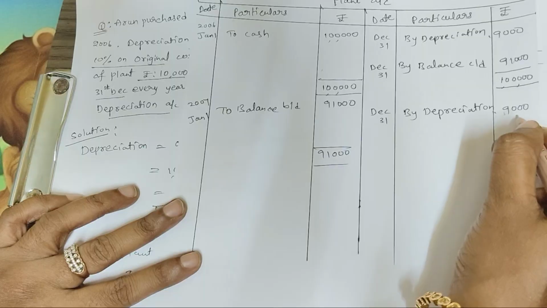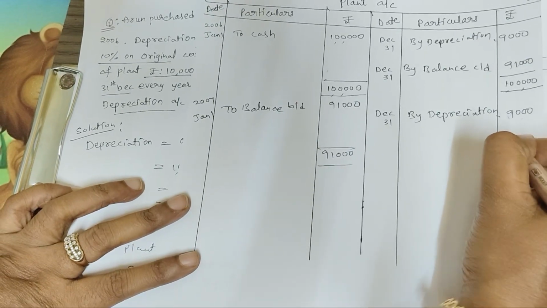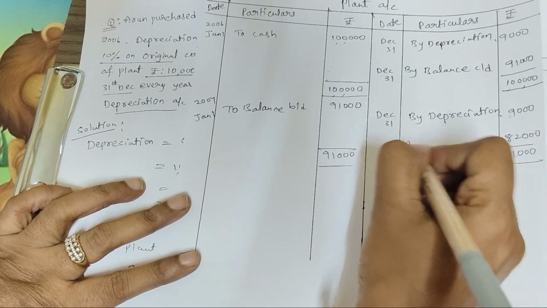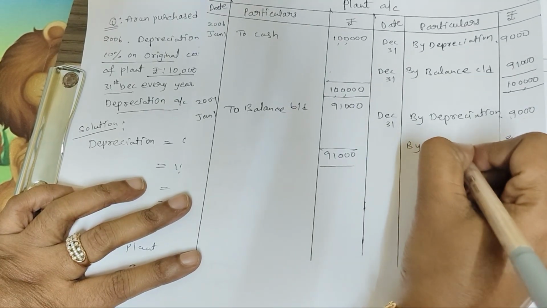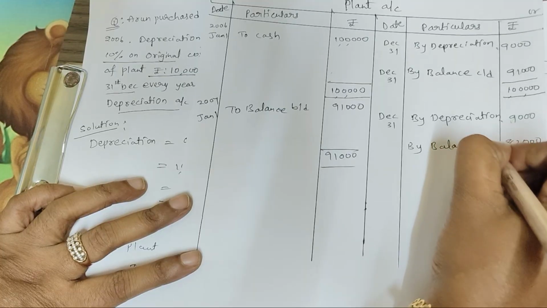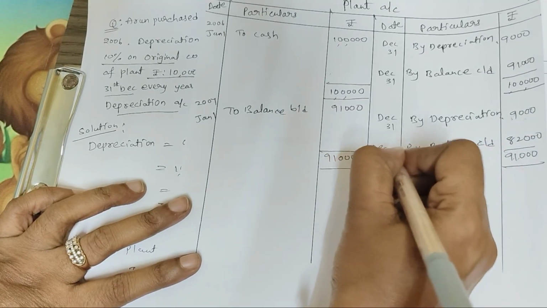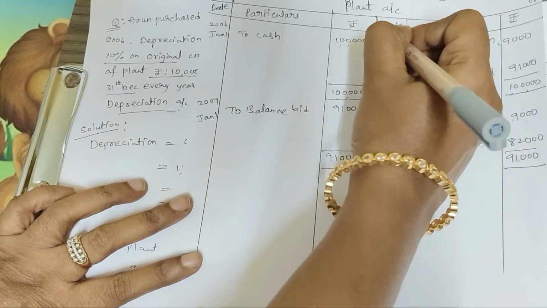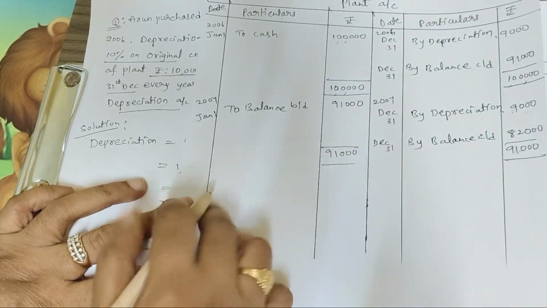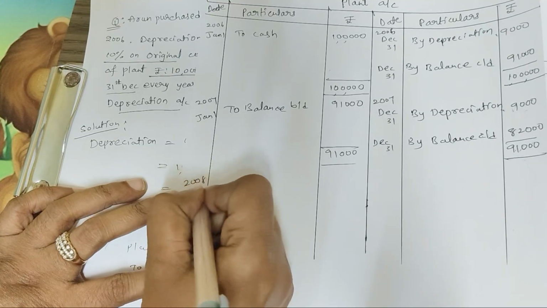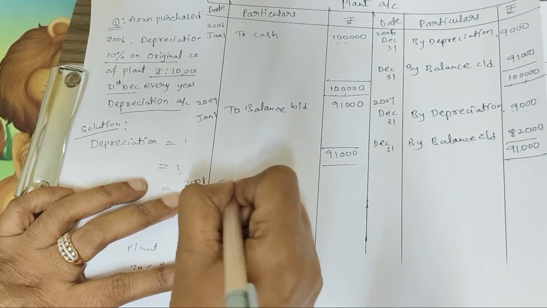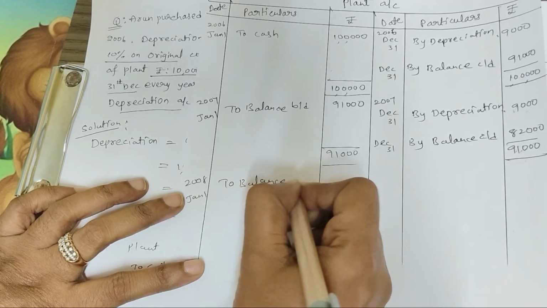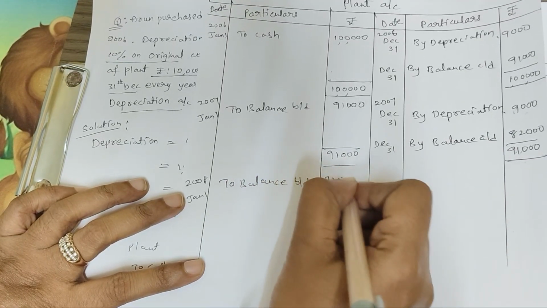91,000 minus 9,000. How much? 82,000. So what is this? By balance carry down, December 31st, 2007. This is 2006. And third year, what is the third year? 2008, Jan 1st. To balance. This balance you need to write again here. To balance brought down 82,000.